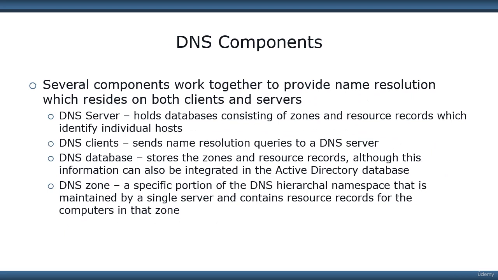So within DNS, there's a lot of different components that work together to provide name resolutions. Some of these reside on clients, some of them reside on servers. Of course, the DNS server actually has a database. Database may be a bit of a stretch. That's what they call it, but a lot of times it's just a text file that consists of zones or domains and then individual records that identify individual hosts. DNS clients are just configured to send name resolution queries to a DNS server. The database stores the zones and resource records. As I said, it could be just a text file. If it is on domain controllers in a Windows environment, then it can be integrated into the Active Directory database. The DNS zone is just a specific portion of the hierarchical namespace that's maintained by a single server and has resource records for computers in that particular zone.